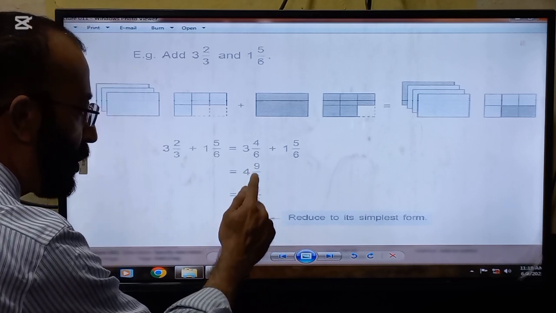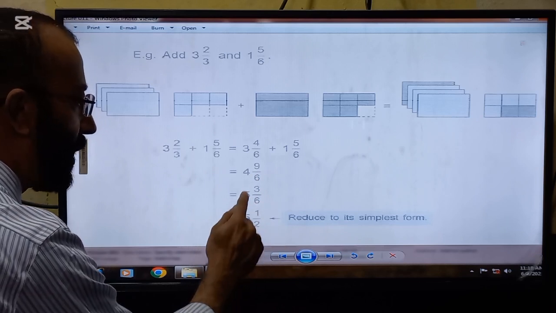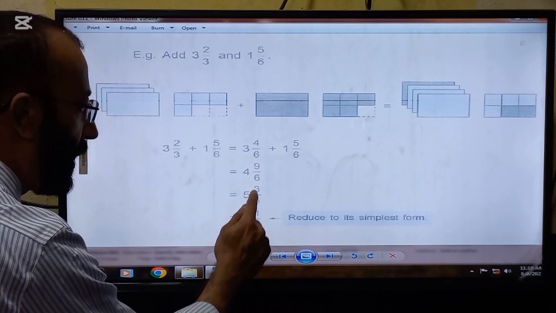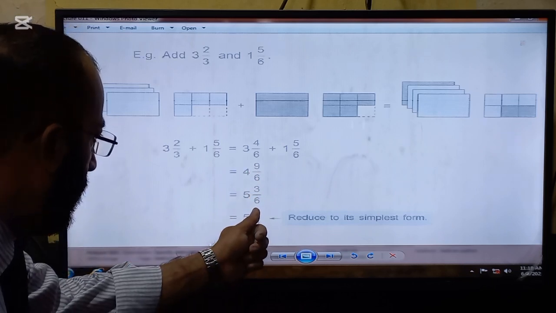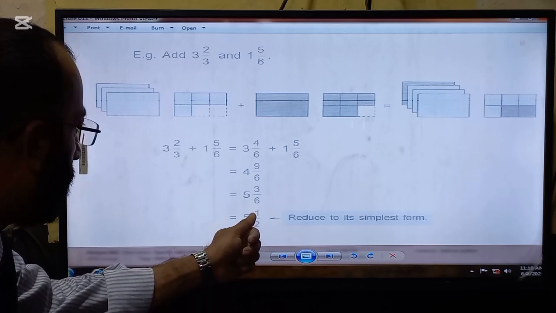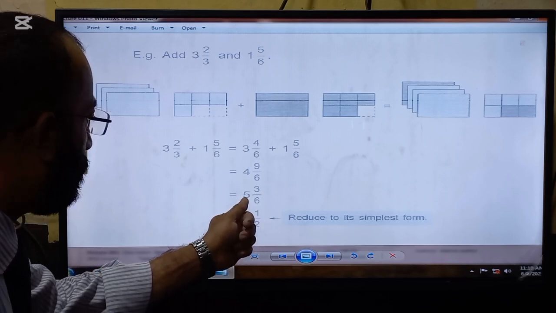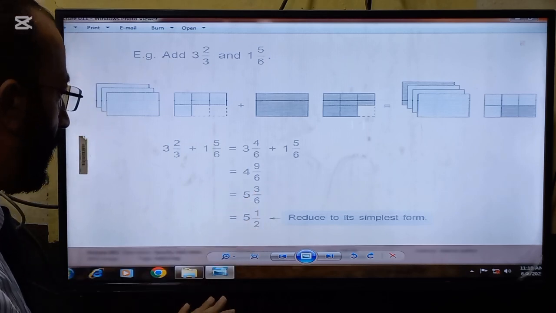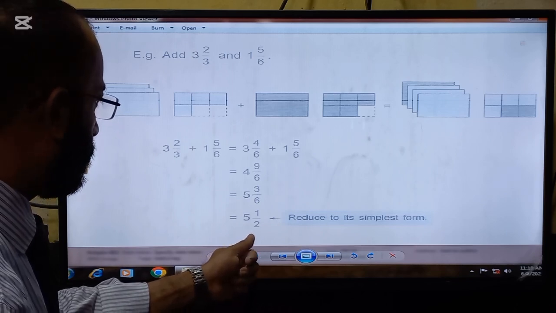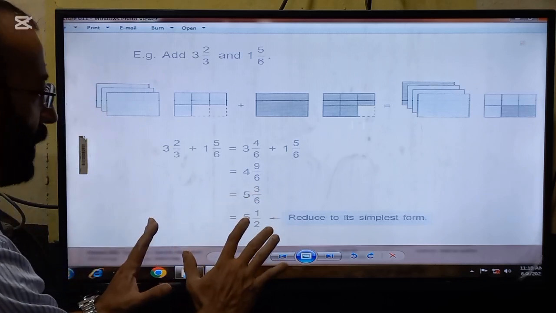But now this fraction, numerator and denominator can be cancelled by the same number, that is 3. So in 3's table, 3 3s are 9 and 3 2s are 6. Here it has a wrong number, so that is actually 3 3s are 9. So here should come 2. So 5 whole number 3 by 2 is actually the answer. That is wrong. This is wrong. Answer is 5 whole number 3 by 2. So this is the first method.